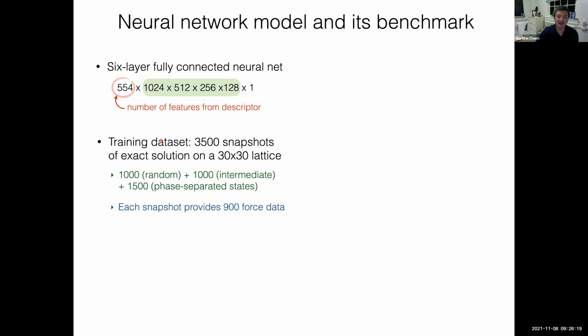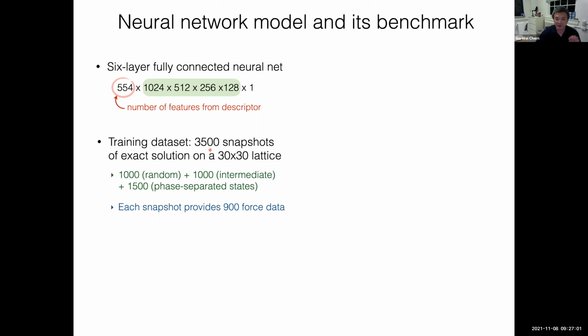And the training data sets consist of 3,500 snapshots of exact solutions on a 30 by 30 lattice. Out of these snapshots, we choose 1,000 random configurations and 1,000 intermediate states between the random configuration and the fully relaxed phase separated states. And we also use 1,500 phase separated states for the training data sets.